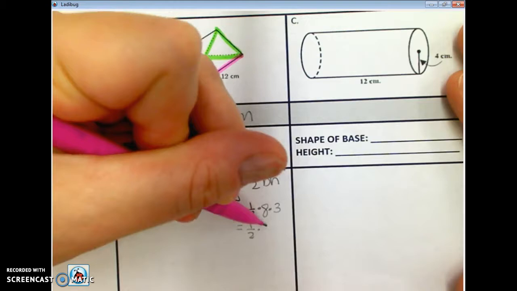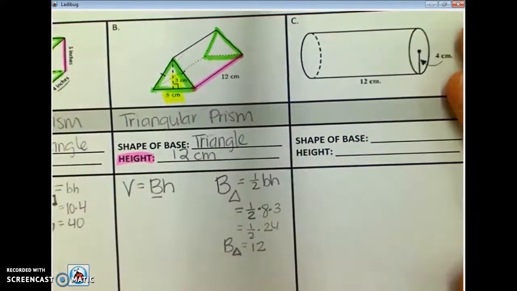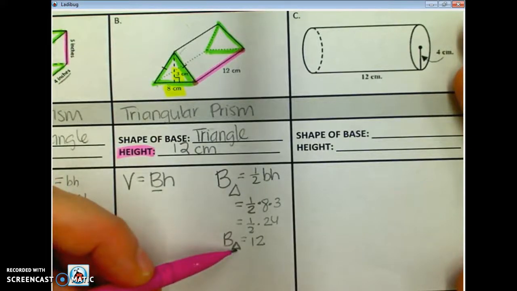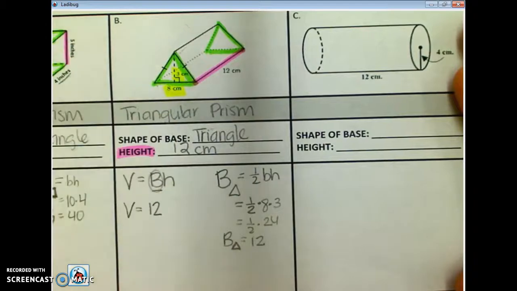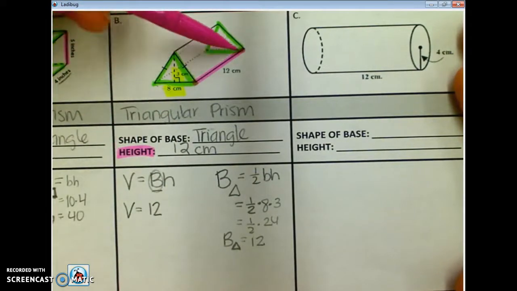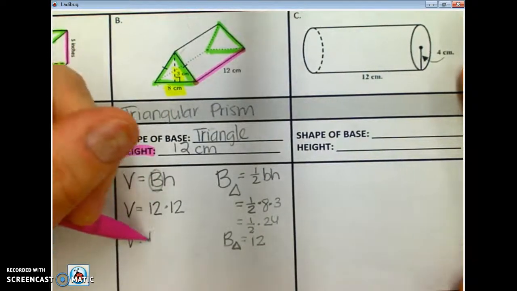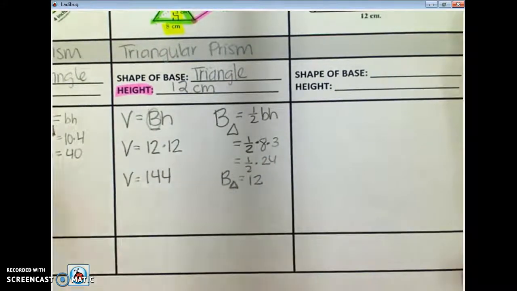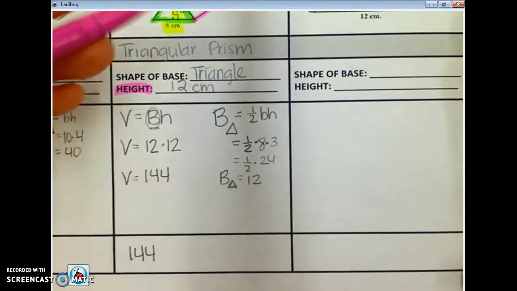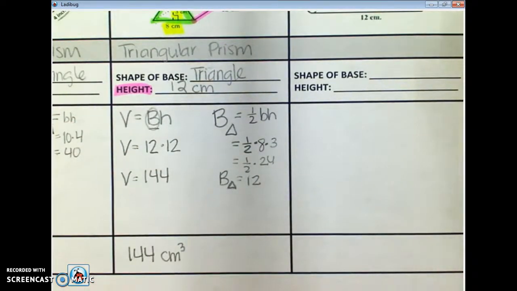So 1/2, 8 times 3 is 24, so that's 12. So the area of my triangle is 12. So I can replace this big B now with 12. And then come back here, I already identified the height of my prism as 12. So 12 times 12 is 144. All right, we're going to go down to the bottom to record our answer, 144. My units were centimeters, and it's three-dimensional, so it's centimeters cubed. Alrighty.